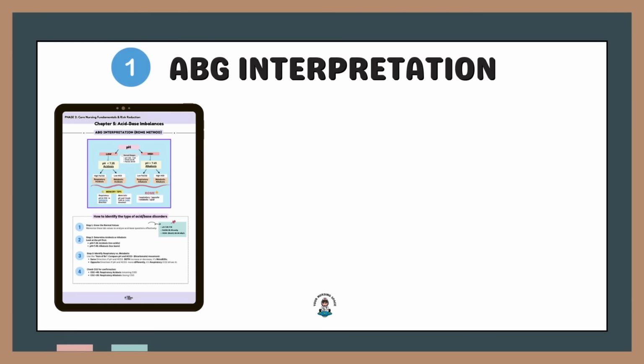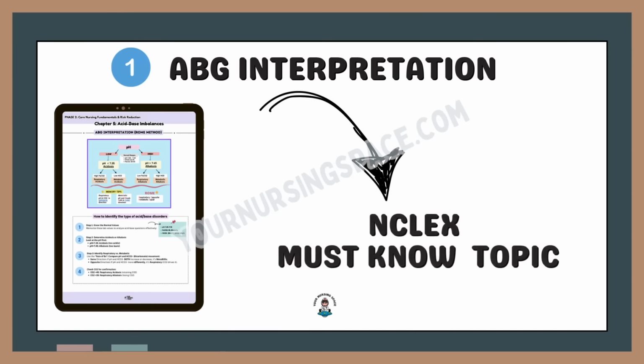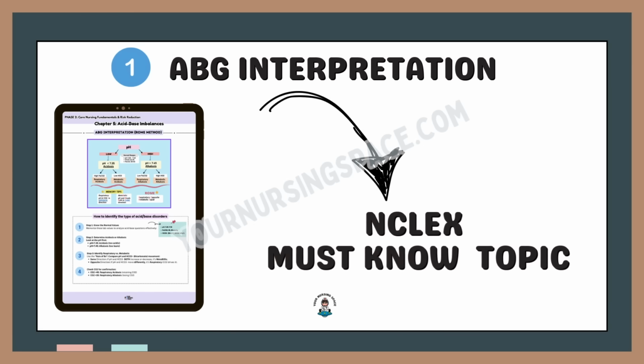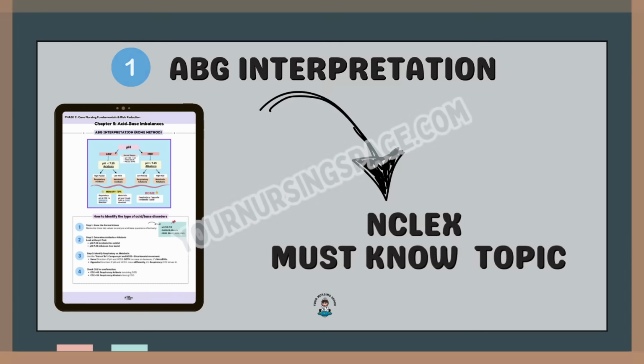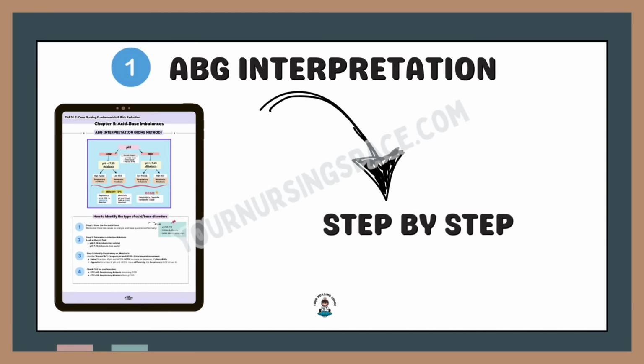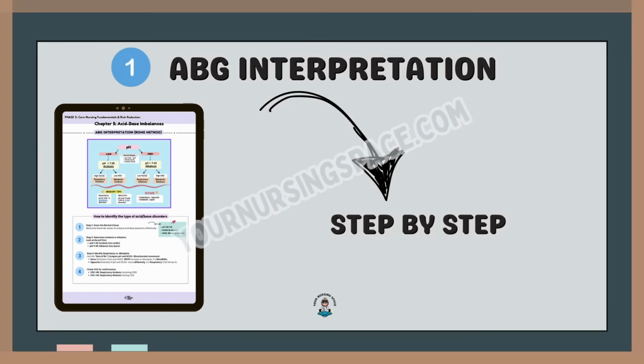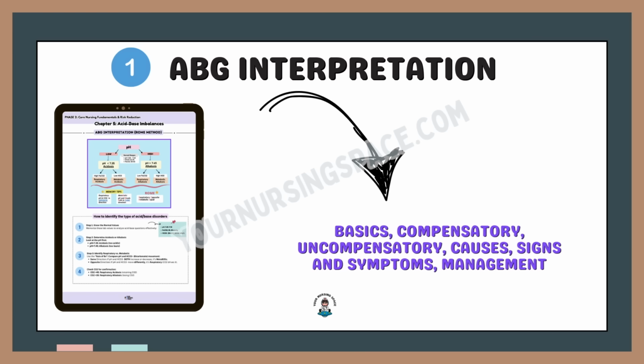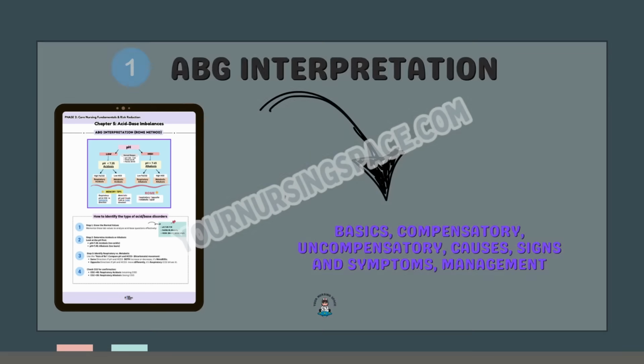Okay, we will first talk about acid-base balance interpretation, one of the NCLEX's favorite topics, while a lot of people get stuck on this topic easily. But don't worry if this sounds tricky at first. I'm going to walk you through it step by step, from the basics to compensatory and uncompensatory states. We'll use some simple mnemonics, tricks, and tips to make it stick. Plus, I'll throw in examples, and then we'll cover causes, signs, symptoms, and management. By the end, you'll feel like a pro.